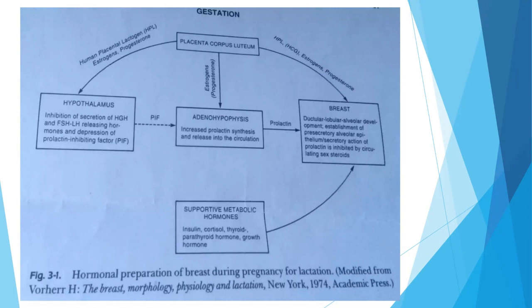Now, whenever there is a decrease in the prolactin inhibiting factor, the adenohypophysis, which is generally inhibited by the PIF, is no longer inhibited. Because the action of PIF is not there, the adenohypophysis gets stimulated and it releases prolactin. And then the prolactin acts on the breast, and this is how the different changes in the breast occur there.